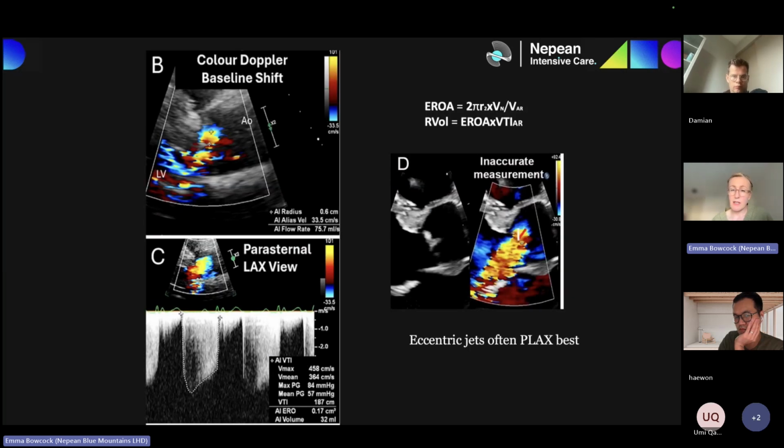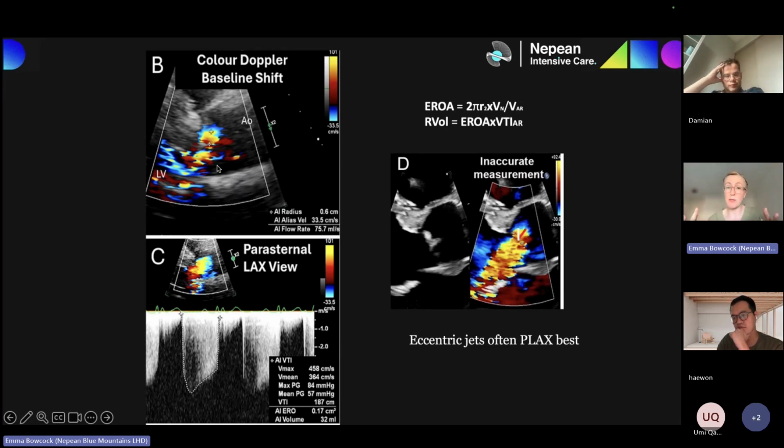And these quantitative techniques, you've probably heard of them, things like PISA and the volumetric assessment. It's a bit of a talk in and of itself, but I'm going to do my best to explain it to you simply. As you've got blood coming back towards the orifice, you get these PISA domes forming. And what we can do is reduce the color. So this is the color flow that we've zoomed in on.